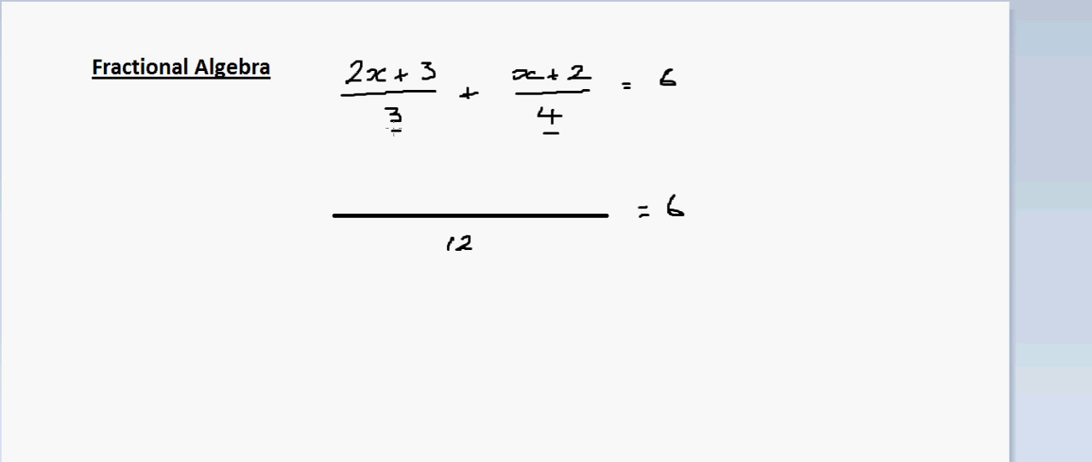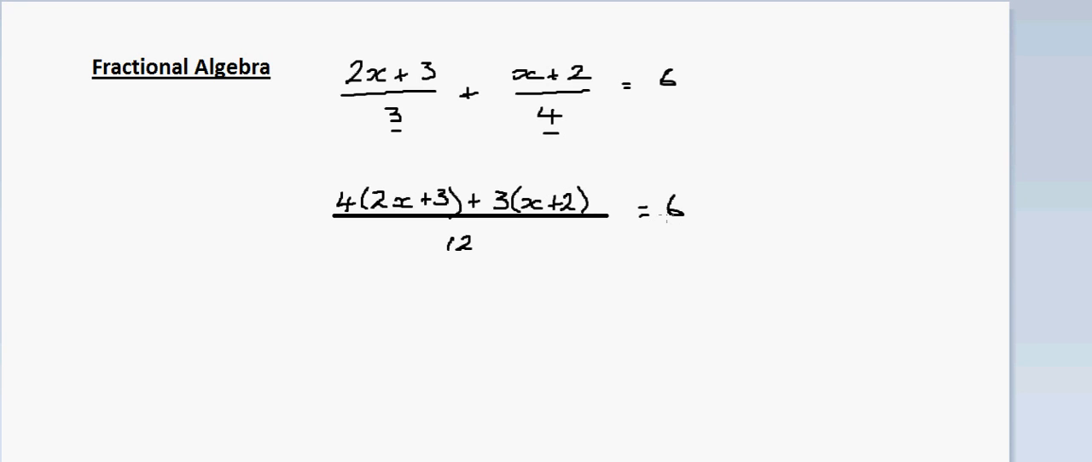So again, like any other fraction, 3's into 12 goes 4. So whatever's on the top here, we're going to multiply by 4. So we're going to have 4 times (2x plus 3). Okay, plus, now 4's into 12 goes 3. So everything up here is going to be multiplied by 3.